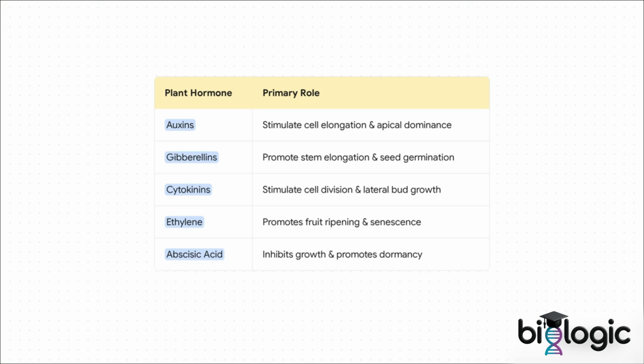You can basically group them into two teams. First, you've got the growth promoters, like auxins and gibberellins, that are always saying, go, grow, divide. Then you've got the growth inhibitors, like abscisic acid, which is like the emergency brake for when things get stressful. And then you have ethylene, which is this weirdo gas that handles things like making fruit ripe.